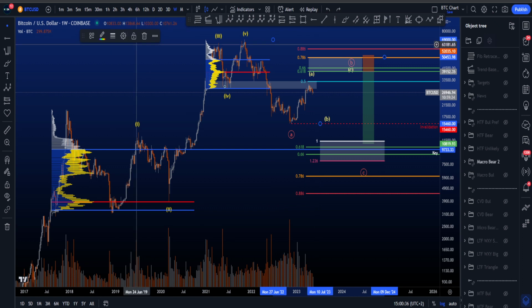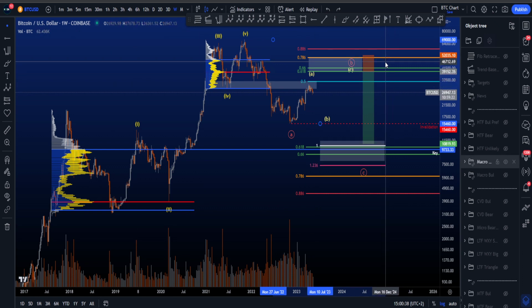You can, however, play a little bit with the target. So if the high of wave B is going to be around like the 618 or the 66 Fibonacci, you can see that the target area for wave C is moving to the downside as well.